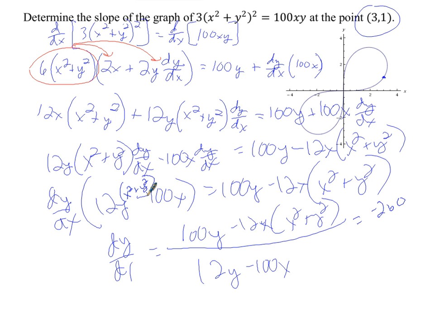So this is no big deal. This is no big deal here. But this should actually be an x squared plus y squared here as well. So that's going to change our denominator. We get the negative 260 on top still. But now this is 10.